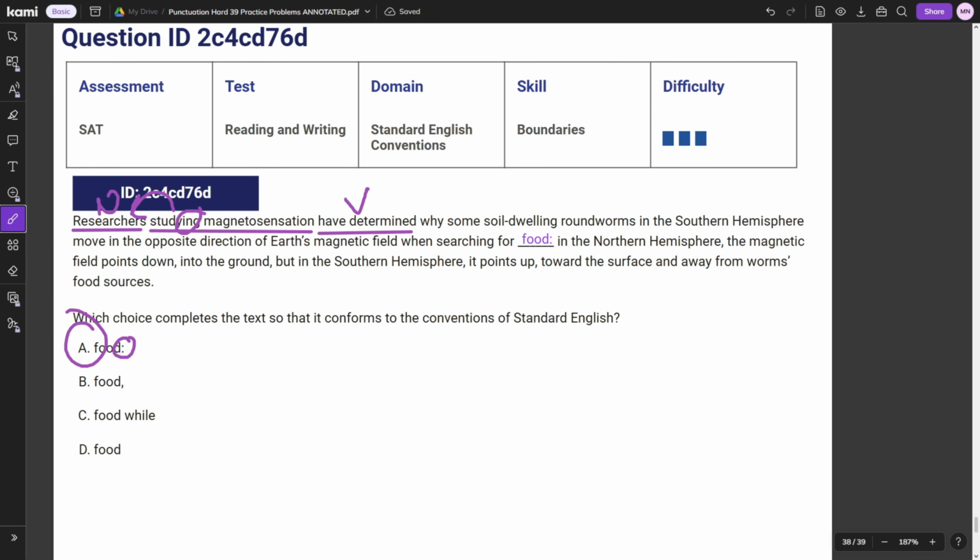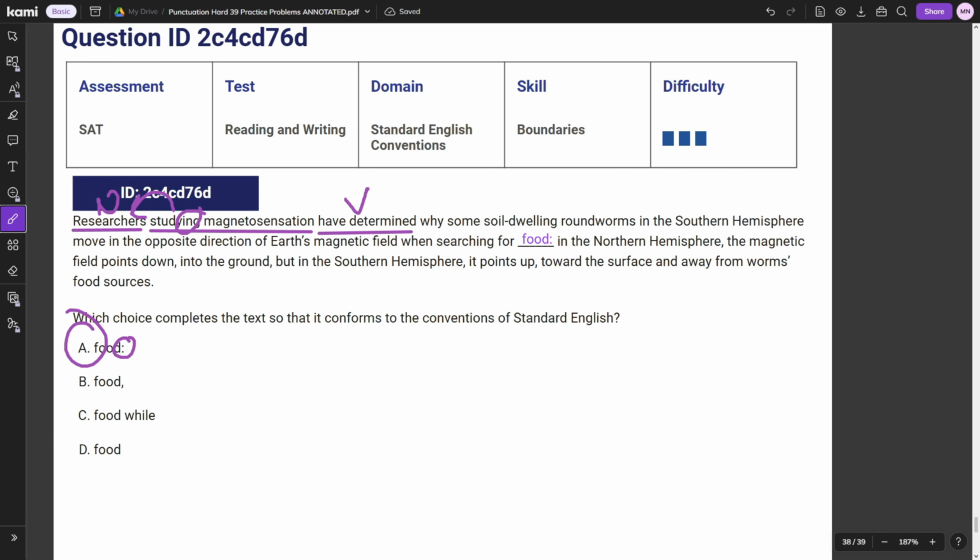Now let's make sure everything after connects to the first sentence. Make sure it's like an explanation or a list. So before the colon, it says that these researchers found the reason why these roundworms move in the opposite direction of the magnetic field. And then after the colon, it says that in the northern hemisphere, this happens. Then in the southern hemisphere, this happens. So yes, everything after the colon is just an explanation on everything before the colon, so it would make sense to use a colon here.